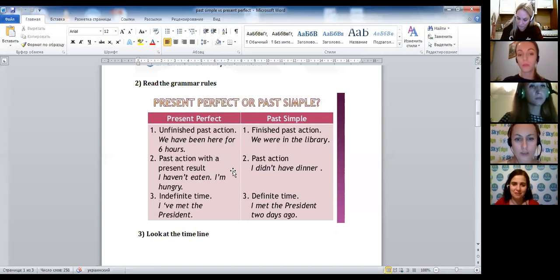Okay, past action with the present result. I haven't eaten, I'm hungry. So we focus on the result here. And in the past simple? Past action, I didn't have dinner. Yes, so we just focus on the action.